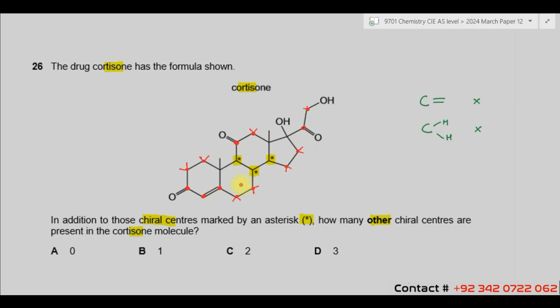Let's look at the other ones. So we have this one. It is attached to 4 different groups, CH3, this side, this side and this side are different, so this is a chiral carbon. And we have this one attached to CH3, left, right, bottom, different, so this is also a chiral carbon. Let's look at this one. We have OH, left, right, bottom, different, so this is also chiral. So we have 3 more. Correct answer is D.